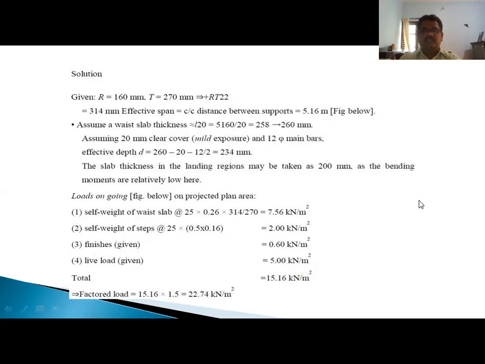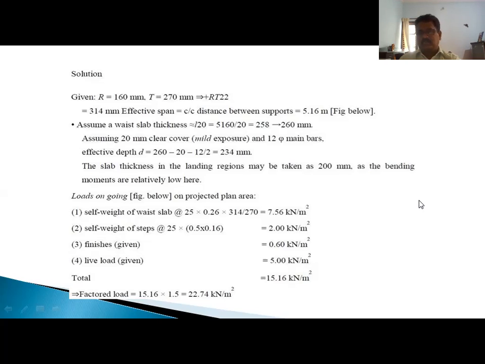Assume the waist slab thickness as L by 20, that is 5.16 meters converted into millimeters, 5160 divided by 20. It comes around 258, rounded up to 260 mm. We are also assuming 20 mm clear cover because of mild exposure, and 12 mm diameter main bars. Therefore the effective depth d, where D is 260 mm, minus 20 mm cover minus dia by 2, is around 234 mm. The slab thickness in the landing portion you take as the least, that is 200 mm, because the bending moment is relatively very low compared to the flights.